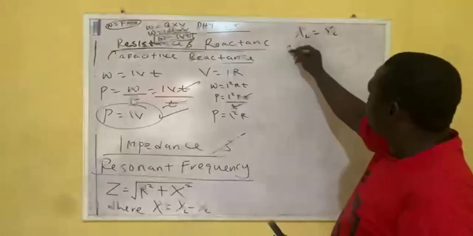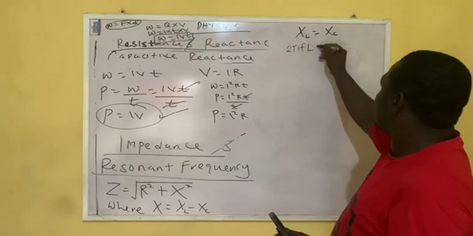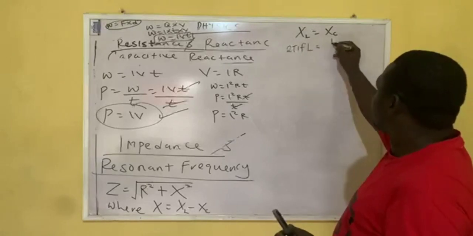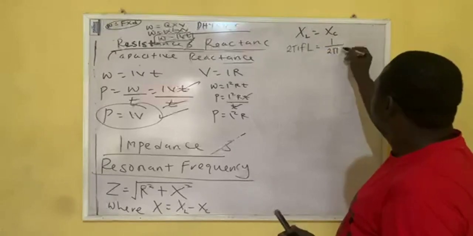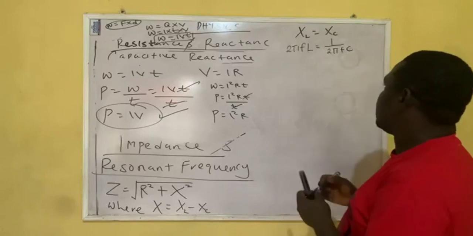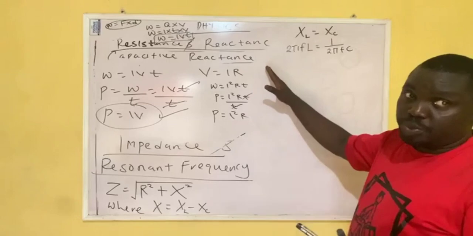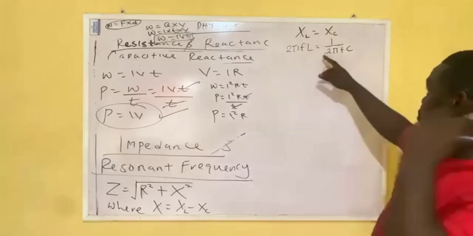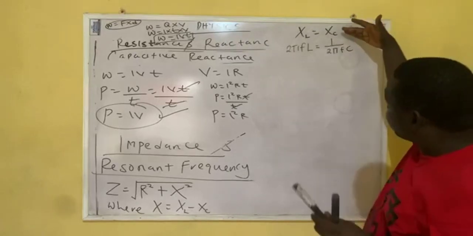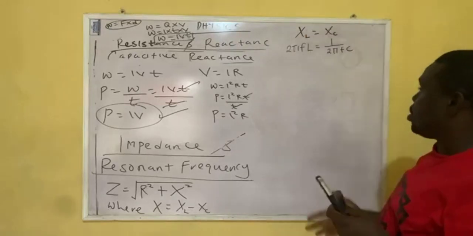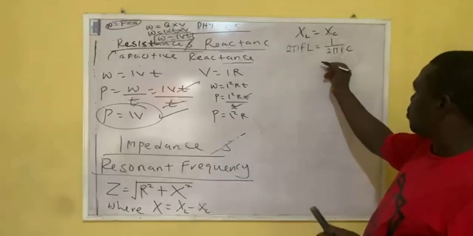You have XL, which is 2 pi fL, and this one is 1 over 2 pi fC. So we're talking of what happens at resonant frequency. I was talking of your impedance being minimum, and also that your inductive reactance and your capacitive reactance become equal. And we could do something about it here.